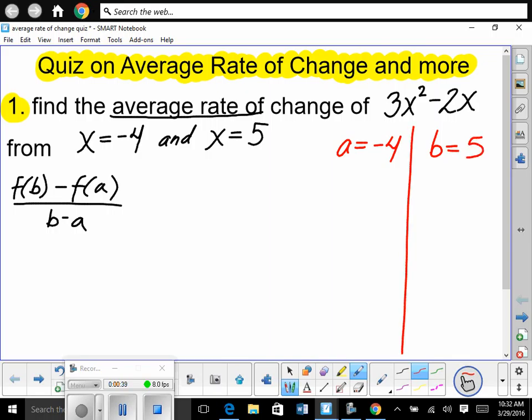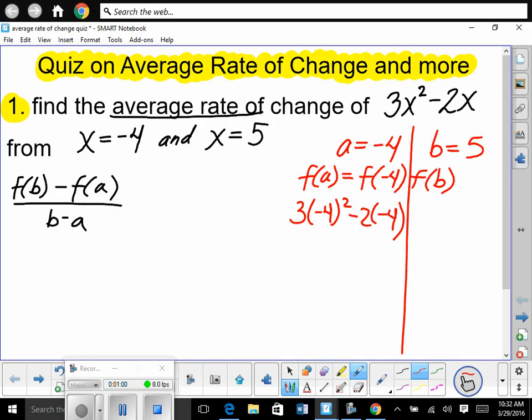So for the formula, don't we need to find f of a and f of b? Remember, f of a just means what's my function at a, which really means what's my function at -4, since a is -4. So you just plug that into your function with parentheses: 3 times -4 squared minus 2 times -4. Type it in exactly like that, parentheses and everything.